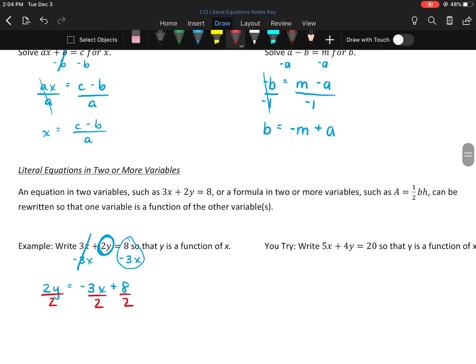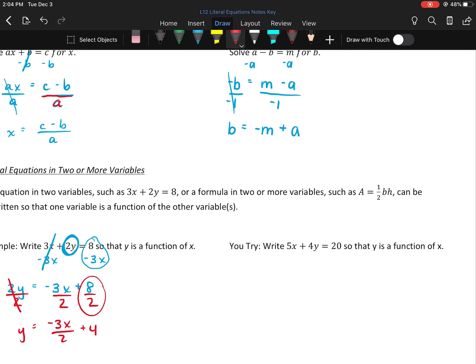Okay, up here we did it together. I divided by a as a whole. Here I'm doing it separate. It's okay, you'll get the same answer. These cancel. We get negative 3x over 2 here. 8 over 2 becomes 4, and you got y to be by itself, so we're good.